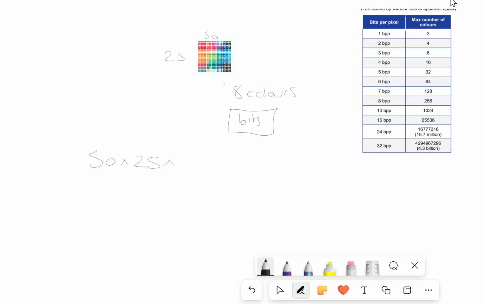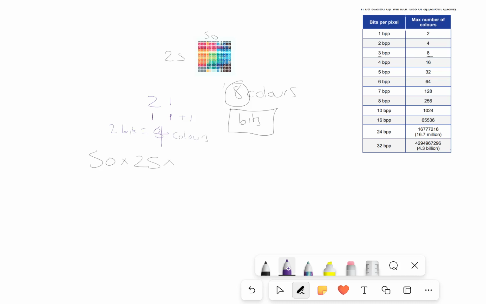Multiplied by not 8, but we need to know how many bits that is. Yes, you can use this table. 8 colors, 3 bits per pixel, but you need to be able to do it without that table. Here's a trick. Let's start off with 2 bits per pixel. I'm going to do a 1 here, a 1 here. So if I add these 2 up, it gives us 3. But I'm also going to add a bonus 1 here. So now we've got 4. 2 bits per pixel equals 4 colors.